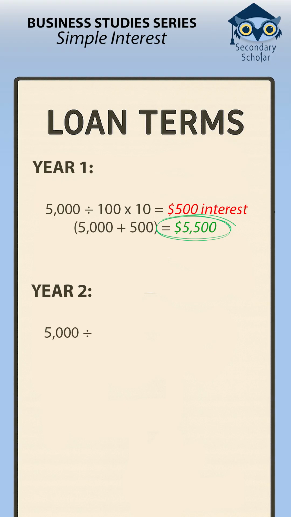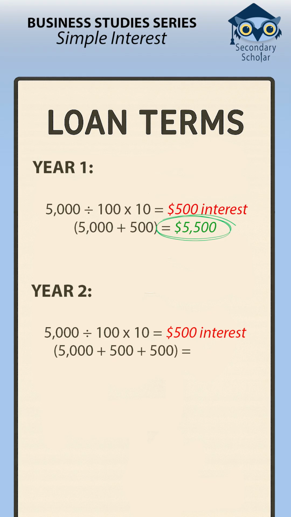Year 2. We calculate 10% on the original 5,000 again. 5,000 divided by 100 multiplied by 10 equals $500 interest. The total owed is $5,000 plus $500 interest from year 1, plus the newly added $500 from year 2, and that equals $6,000.